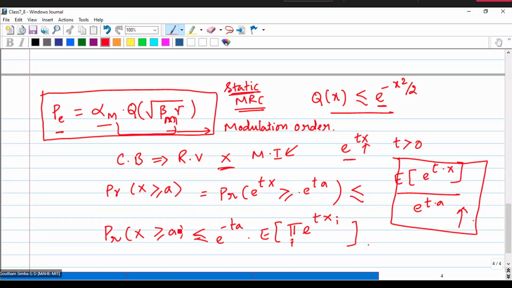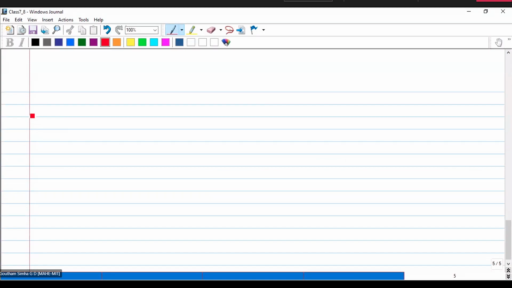Now what does it mean? It means a generic Chernoff bound of a random variable x can be attained by using this Markov inequality. Now, the same concept you have to apply for your wireless communication system. How do you apply? By approximation, what you have is Q of x. What does it say? Q of x is less than or equal to e to the power of minus x square by 2. That is what it says.